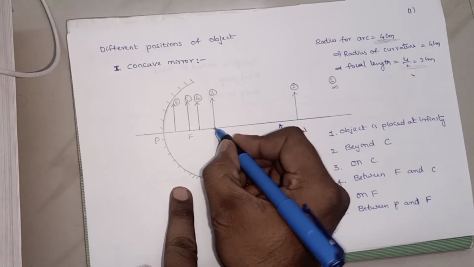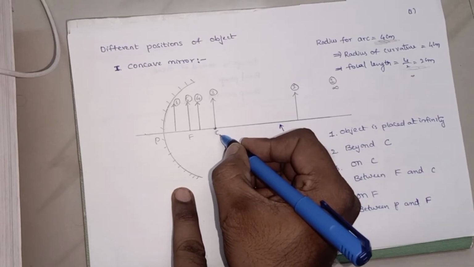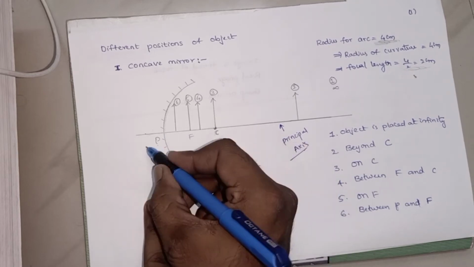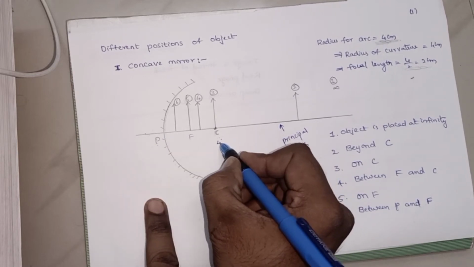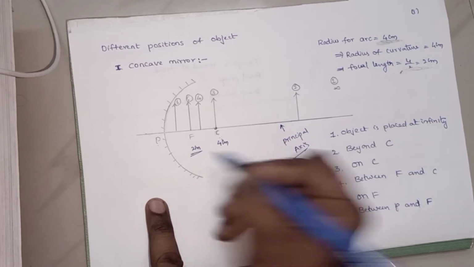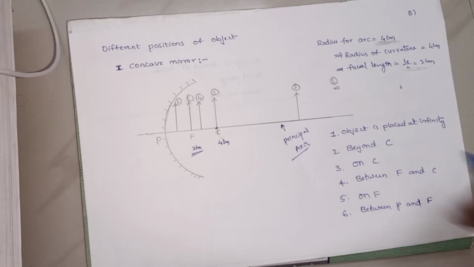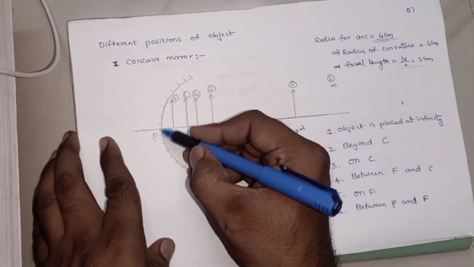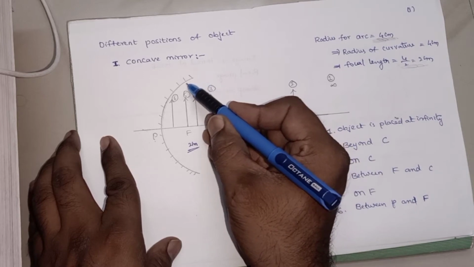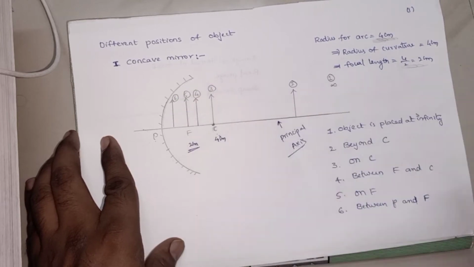Now the point C I considered as the center of curvature. The focus is the midpoint of pole and center of curvature. Here I had taken the center of curvature as 4 centimeters, so the focus you will get as 2 centimeters. And look here, I made the concave surface. The concave surface has its reflecting surface inverted, so the inverted surface will be there.